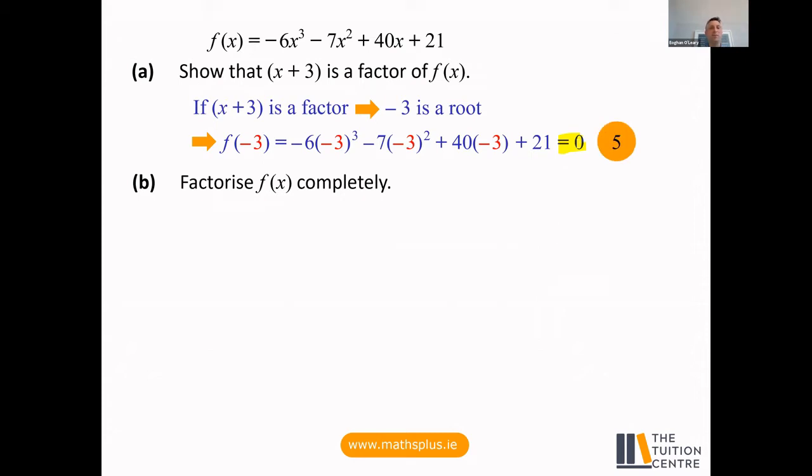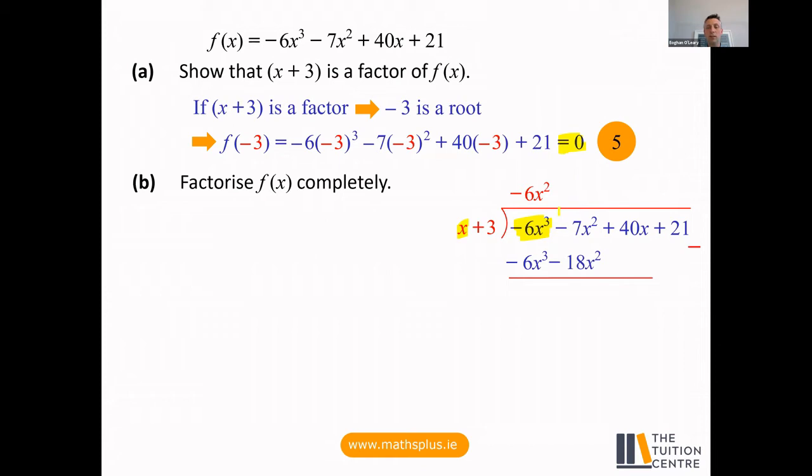So that's 5 marks. Now, we're then asked to factorize f of x completely. So we can do the long division at this stage. We look at our first term, x, and divide it into the minus 6x cubed. So it goes in minus 6x squared times. I multiply down, I get minus 6x cubed minus 18x squared, line underneath, change the sign, plus becomes minus, or minus becomes plus in both cases. Of course, the first ones always cancel. I end up with 11x squared, I bring down my 40x.